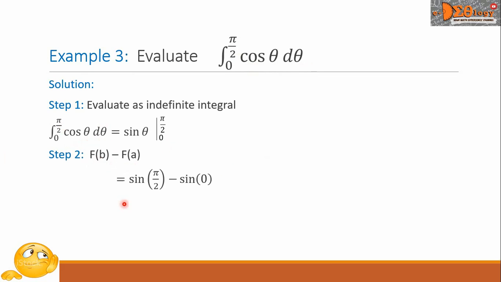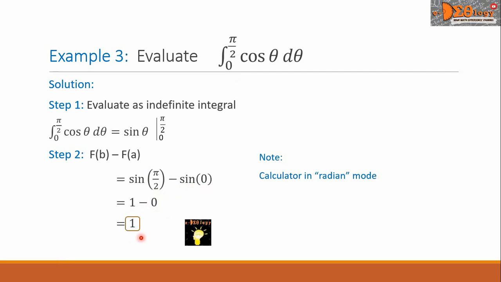So F of b is sine of pi over 2, then minus F of a, that is sine 0. Let us evaluate the values of the corresponding sines here. But take note, in our calculator, it must be in radian mode. So the sine of pi over 2 is 1, then minus the sine of 0, which is 0. 1 minus 0 is simply 1. This is the final answer.